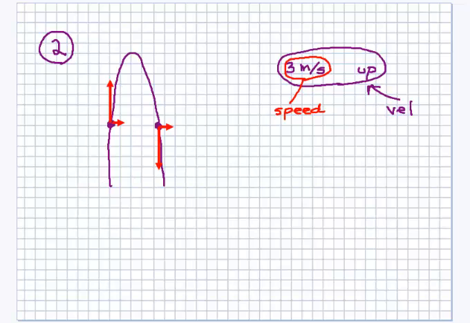How about the acceleration? Well, the acceleration is just the acceleration due to gravity, and of course that stays a nice steady negative 9.8 the whole way through at all points. So the acceleration is the same in both going up and going down.